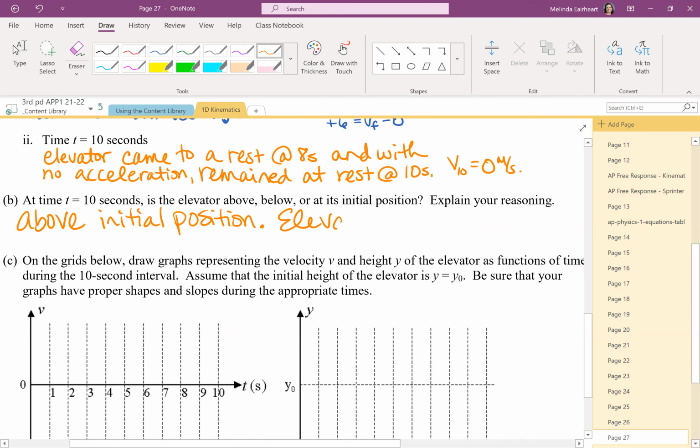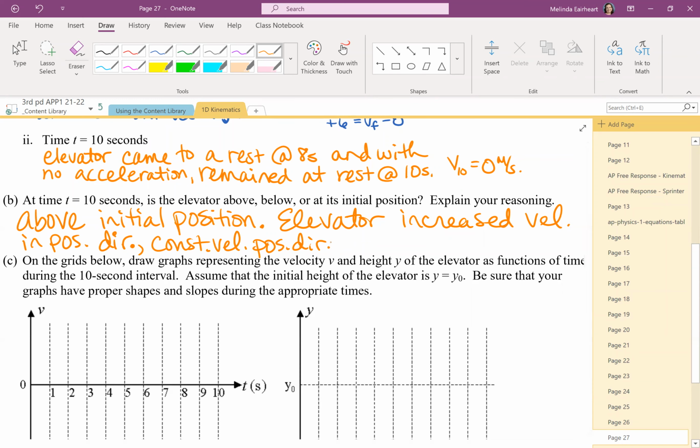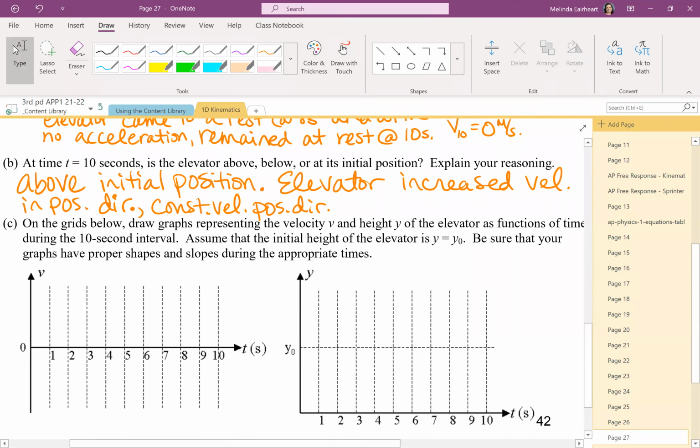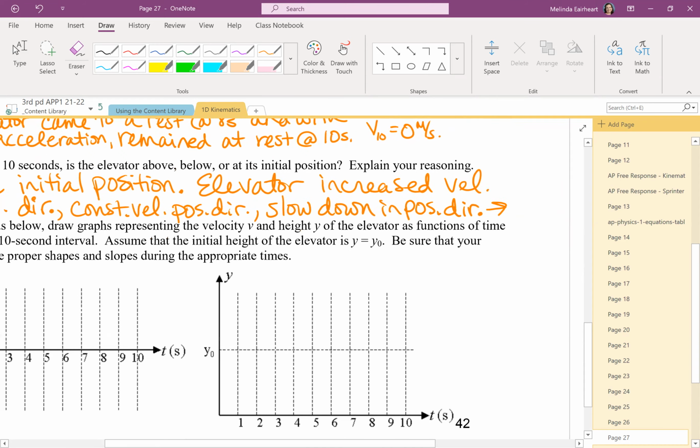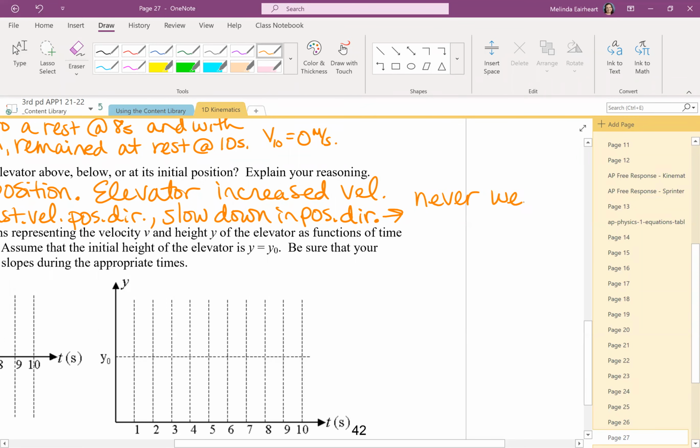You can say the elevator increased velocity in the positive direction. I'm going to abbreviate some to keep it all in. Then a constant velocity in the positive direction. By the way, what I'm doing here, I wouldn't abbreviate every single word on the AP exam. I'm just running out of space. Okay, so we increased velocity in the positive direction. We went constant velocity in the positive direction, and then we slowed down in the positive direction. And so, moral of the story, we never went downward.